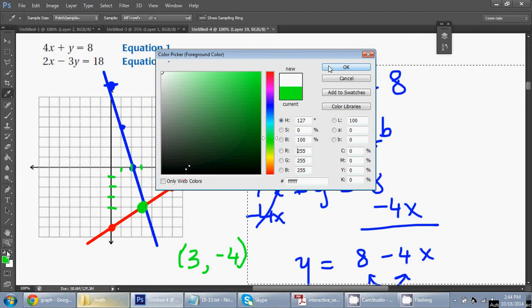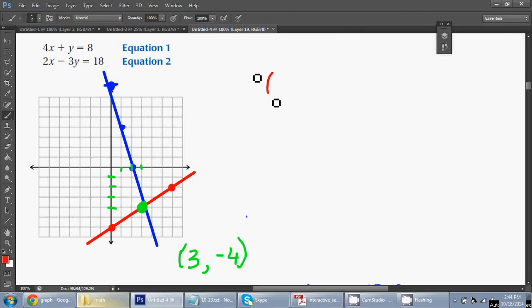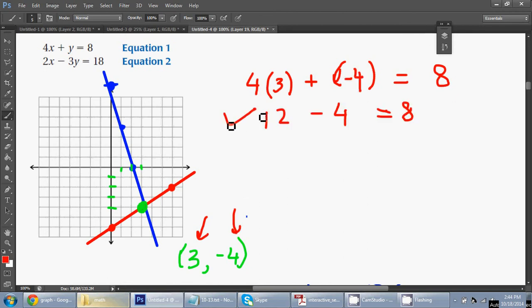So for example, let's plug these numbers into the two equations. We're going to do that right now. So the first equation says 4x plus y, which we'll put as a parentheses, is equal to 8. And so what is x? X is 3. We'll plug in 3. What is y? Y is negative 4. We'll plug in negative 4. And so the first equation says 4 times 3 minus 4 should equal 8. And is that right? Yes, it's right. That means it fits into the first equation.